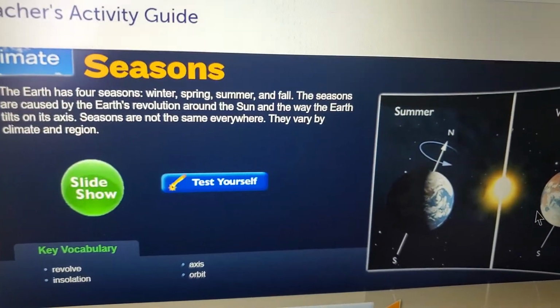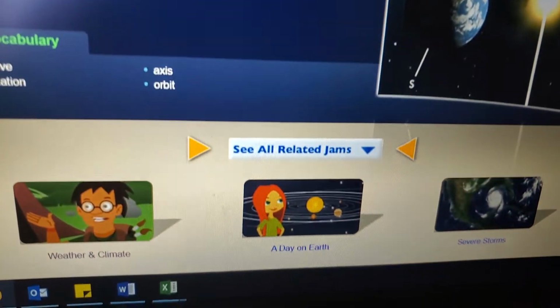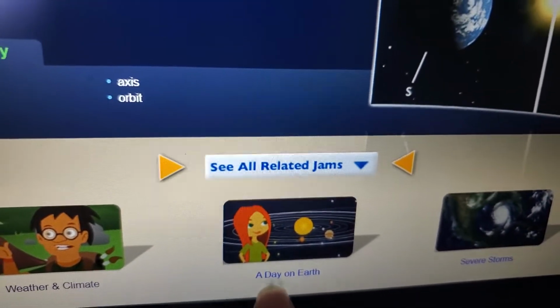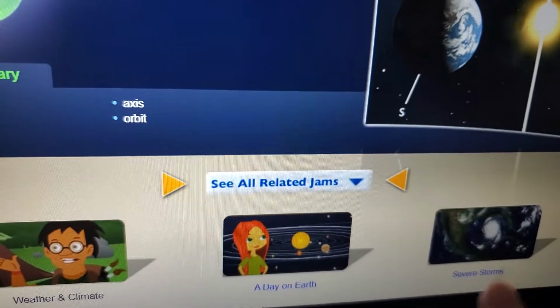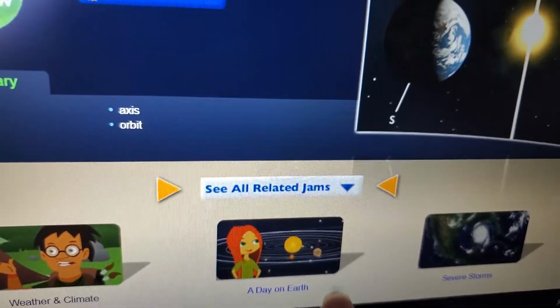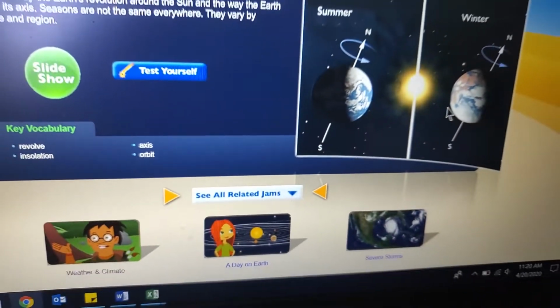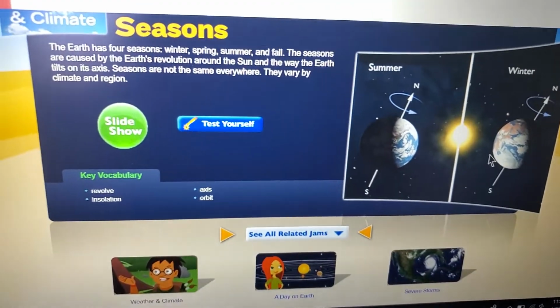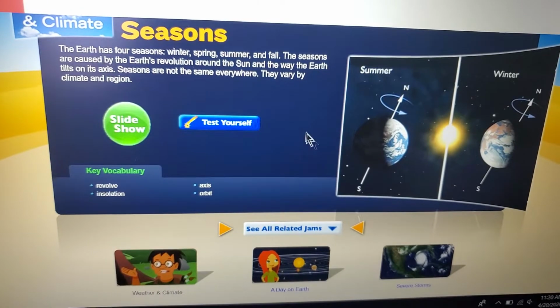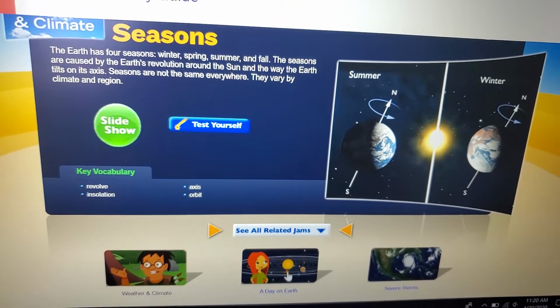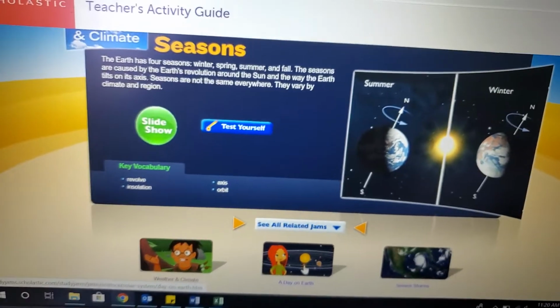Once you get the seasons one done, then you're going to go down to the related jams, and you're going to do A Day on Earth. You're not going to do these other two. You're just going to do this one right here, A Day on Earth. I have that on your daily schedule, so make sure you're looking at your daily schedule because it tells you which jams I want you to do. You do not have to do all of them. You do need to do the ones I've assigned, like seasons and then A Day on Earth. So that's just for my fourth graders.